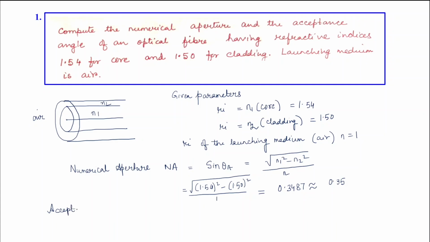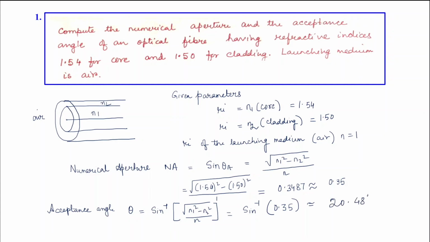Now we need to find the acceptance angle theta. So theta acceptance angle, that is theta A, is basically sine inverse root over of n1 square minus n2 square divided by n. So let us put this value. It is 0.35. So sine inverse 0.35 is equal to 20.48. So the acceptance angle is 20.48. Now let us move to our next problem.